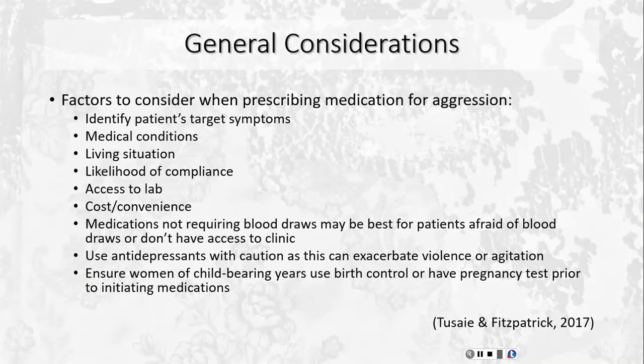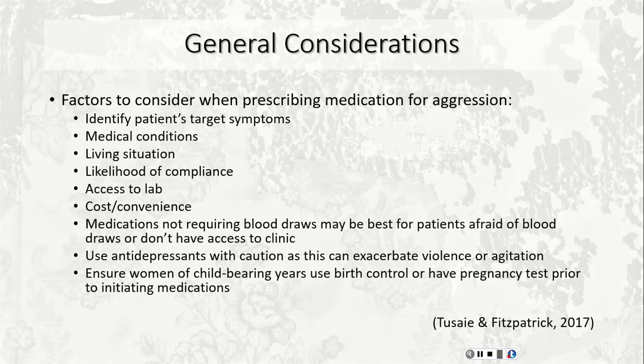So, general considerations when deciding which medications to prescribe for aggression. You want to really have a good grasp on what their target symptoms are that you want to manage. And obviously diagnosis is key. Consider medical conditions, their living situation, their likelihood of adherence to taking the medication, access to a lab or clinic to get lab draws and attend appointments, and cost or convenience.